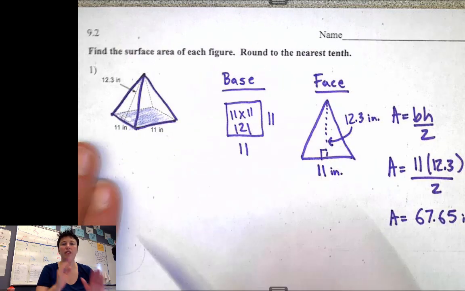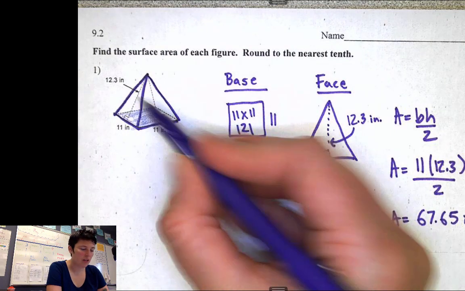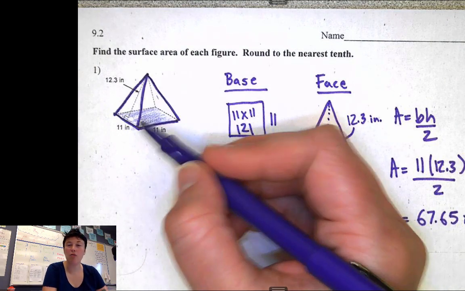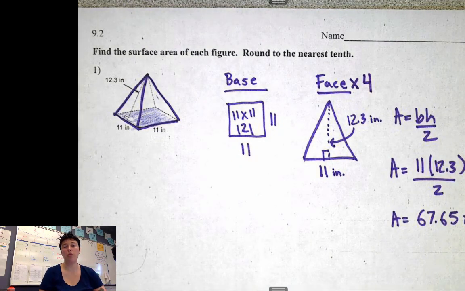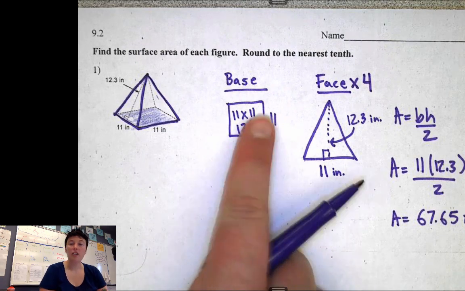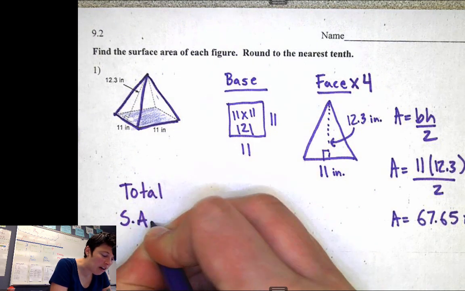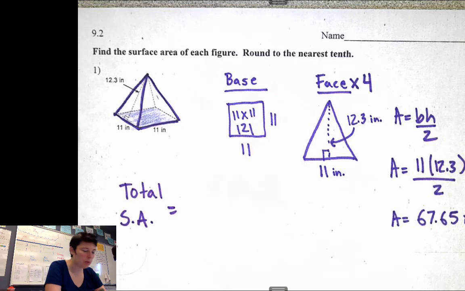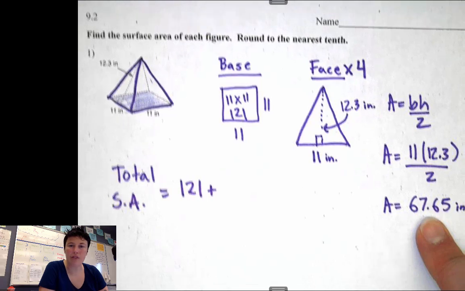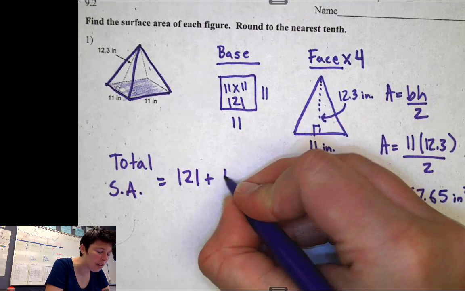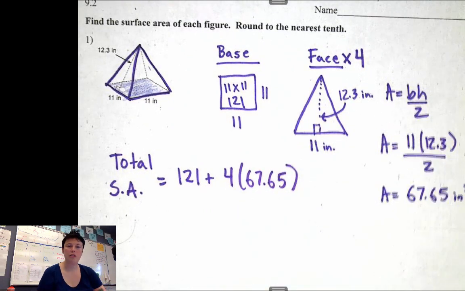So how many triangular faces go around this pyramid? Well, there's one here, then there's one here, and then there's 2 on the back side. That's a grand total of 4 faces. We have 4 of these triangles that go around the square, 1 for each side. So to get my total surface area, I'm going to add all of this up. I'm going to add the base, which was 121. And then we had 67.65 for the triangle, but there's 4 of those. So 4 times 67.65. And then we'll get our answer.